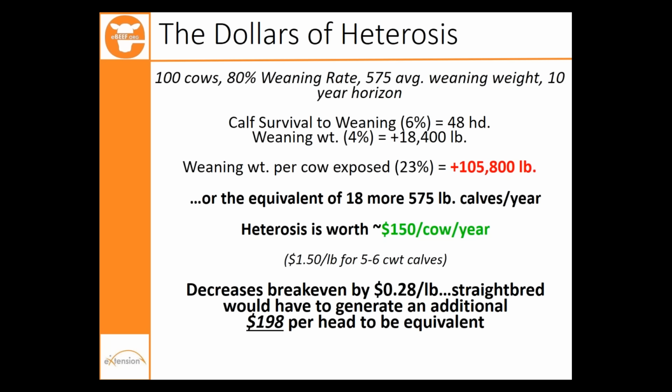So think about the crux of the straight breeding talk we had earlier. If I'm going to try and capture a lot of value through a straight breeding system, I would have to capture about $200 per head additional for every calf marketed to be equal in terms of revenue generating capacity due to heterosis as the crossbreeding system. Okay, so I think sometimes that's a big number.